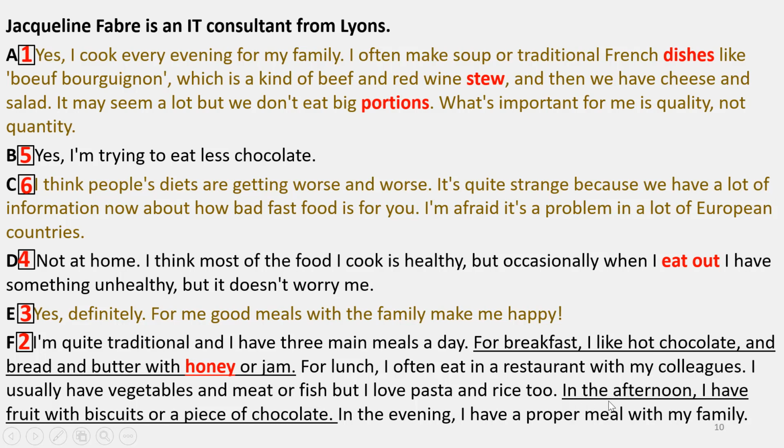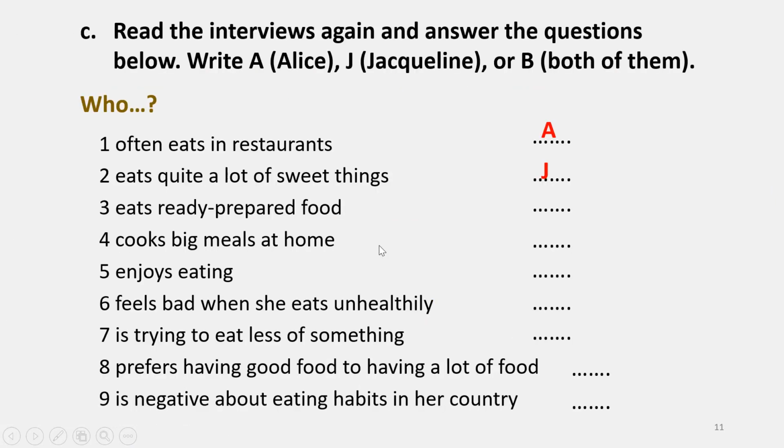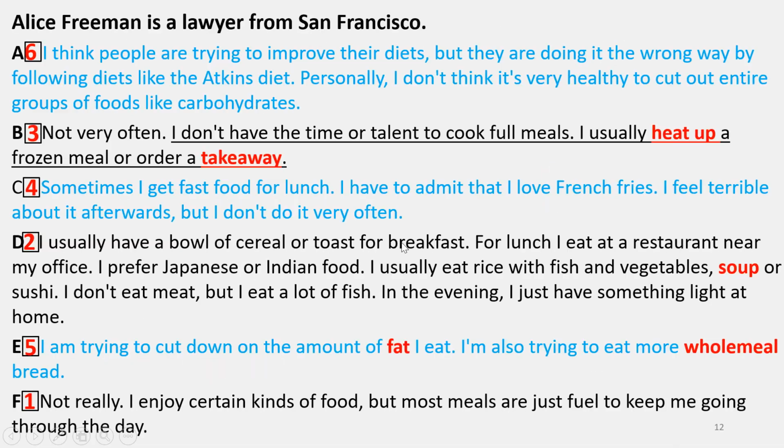And Jacqueline also says, in the afternoon, I have fruits with biscuits or a piece of chocolate. And for the next statement, is ready prepared food. Who is it? It is Alice, right? And you can see Alice's answer.